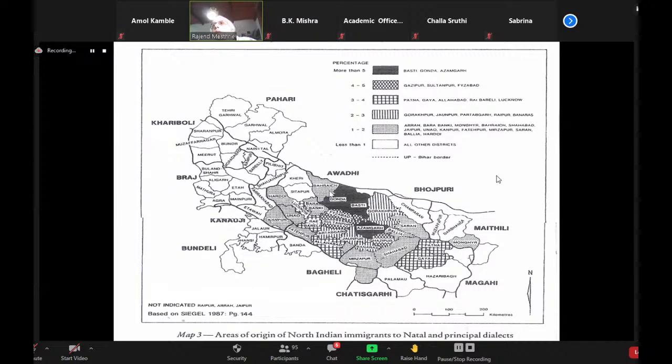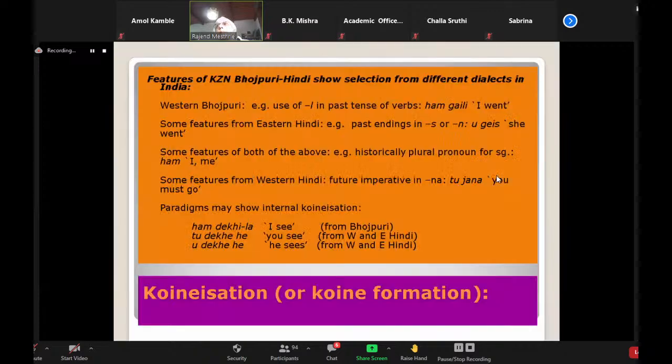And in black here, you have the most dense areas from which people migrated to Natal. And these are, you can see Basti, Gonda, Azamgarh, and these are precisely on the belt between Bhojpuri on this side and Awadhi on that. So what we have in South Africa is an amalgam of all these dialects. And this amalgamation is called a koine. A koine is a new dialect from old dialects, and it's mutually intelligible. If it were not mutually intelligible, we'd call it a creole, but these are not creoles. These are clearly mutually intelligible.